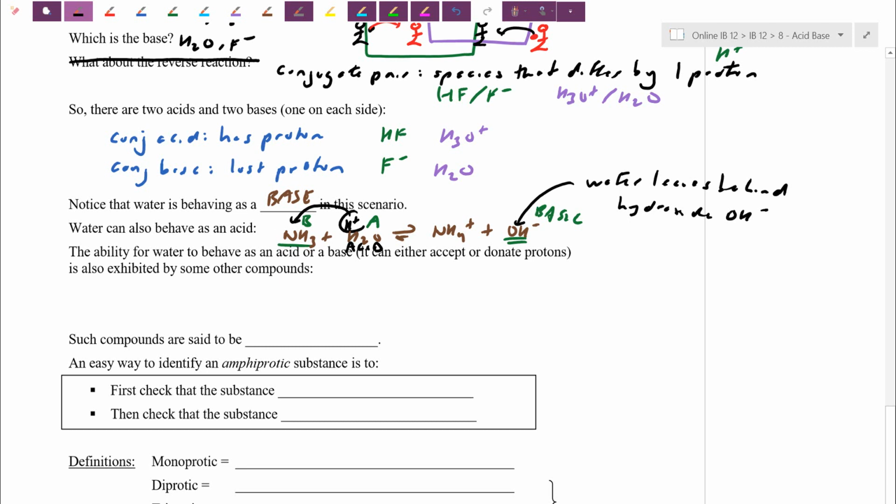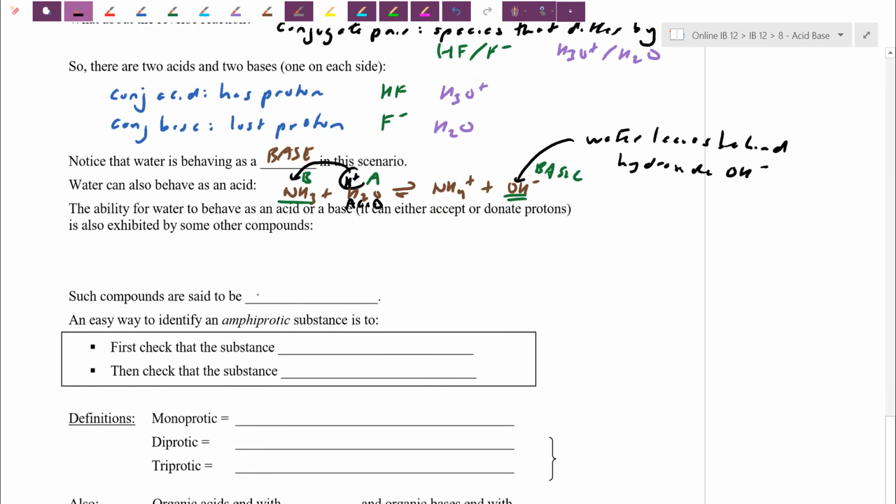The ability for water to do this, where it can be acid or base, we saw a little bit in the last year. Such compounds are said to be, the full name here is amphoteric, or you can use a slight simplification here, amphoteric or amphiprotic. Amphiprotic things will be soluble. We're going to pretty much be in solution, so amphiprotic is perfectly fine.